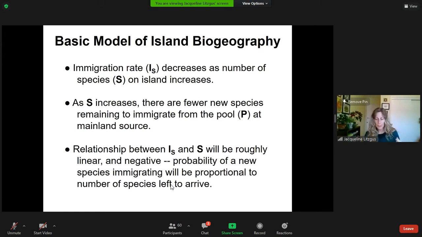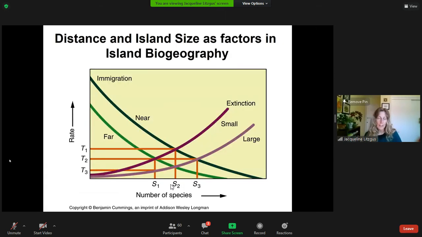The ones that can't fly very well are going to immigrate later, and the rate at which they immigrate is also going to be slower, because they can't get across the ocean to those islands as easily. So the rate at which species accumulate on the islands is going to be initially rapid, and then it's going to slow down. It's not a perfectly linear relationship. It's a bit of a curve, and now you can see that here. Here's the immigration curve.